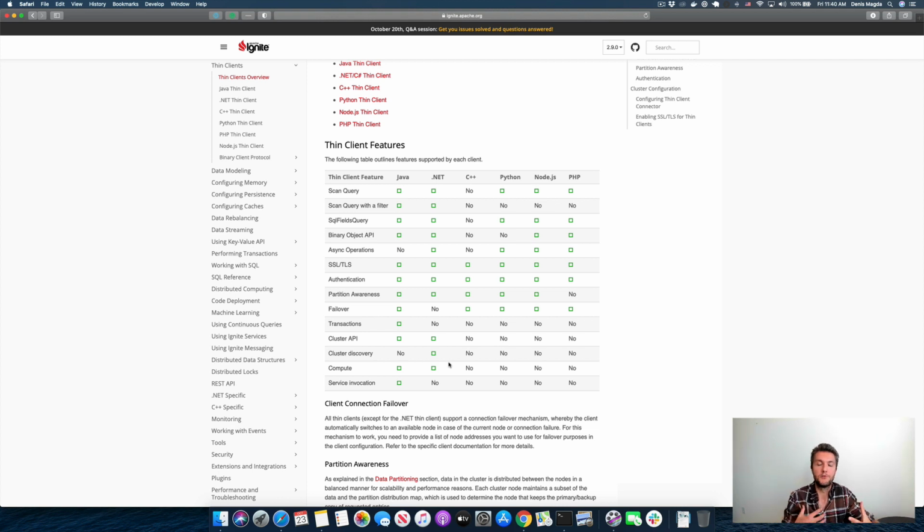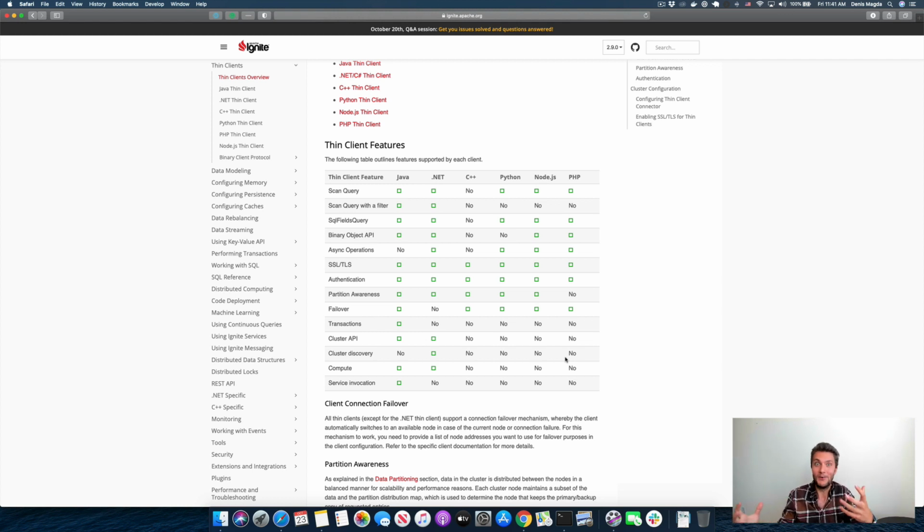So what does it mean for you? Right now you're not limited to the SQL capabilities or key-value capabilities of those thin clients. You can execute compute tasks, or you can do services invocations. And whenever you see no for any other thin client protocols, what can you do about that? You can come to the community and vote up, asking us to support compute or services APIs for, let's say, Python or Node.js, or even better, you can come and contribute, because as long as these features are already supported for Java and .NET, it means that at the protocol level, everything is ready for other clients. So come and implement those features for the other languages.